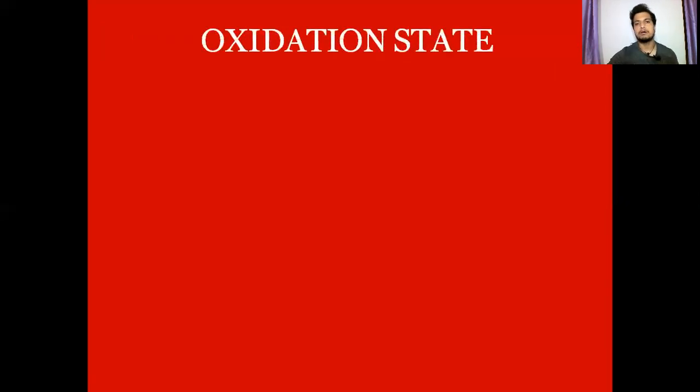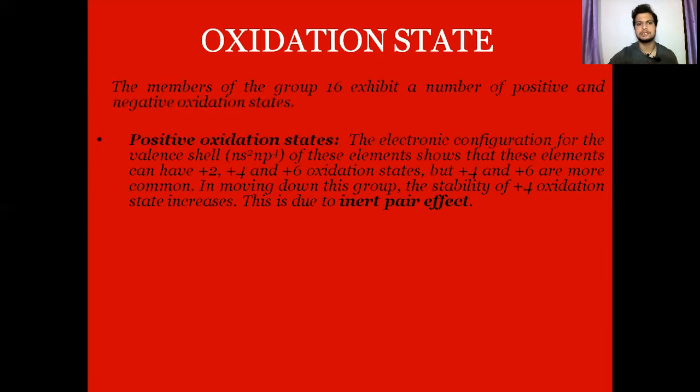Coming next to the oxidation state. This group shows both negative and positive oxidation states. If we talk about positive oxidation states, there are three, which it shows: +2, +4, and +6. The most common are +4 and +6, as we can see from its configuration, ns2 np4. Either it can give 4 electrons of the p subshell, or 2 more from the s subshell, making it 6. These two are the most common oxidation states which it shows in various compounds formed by this group's members.